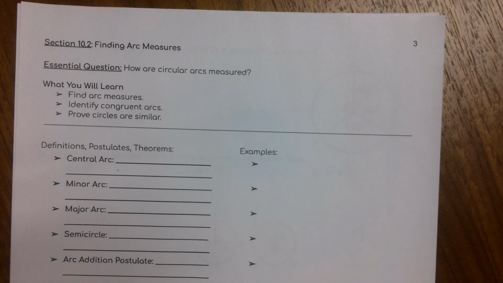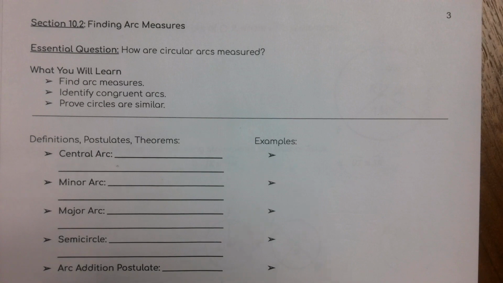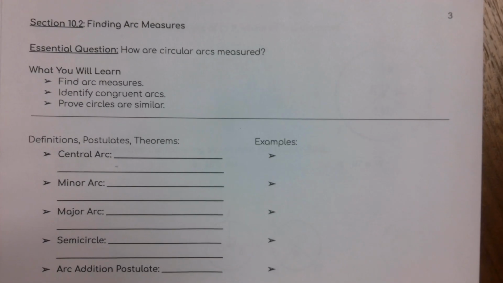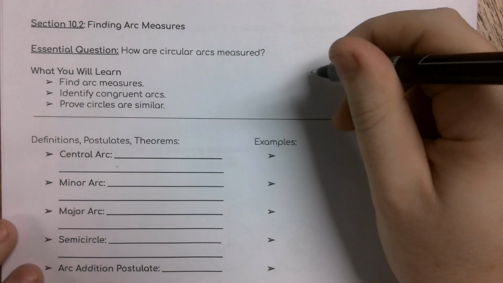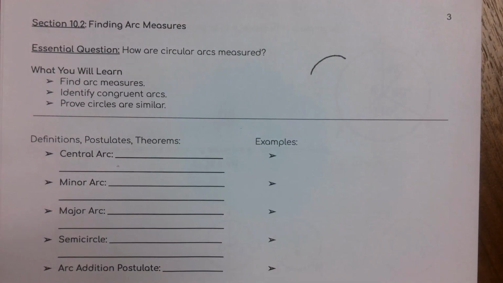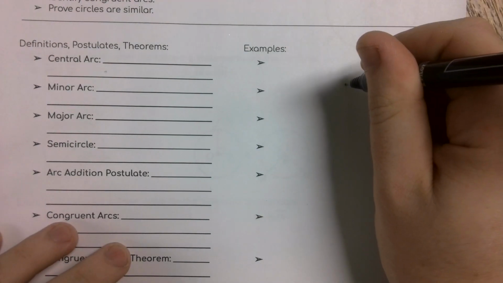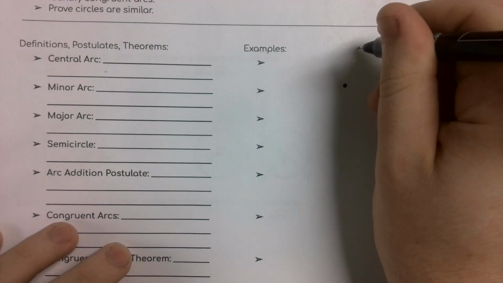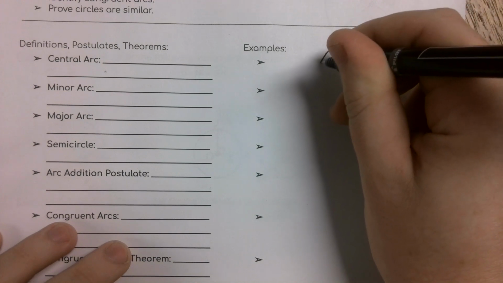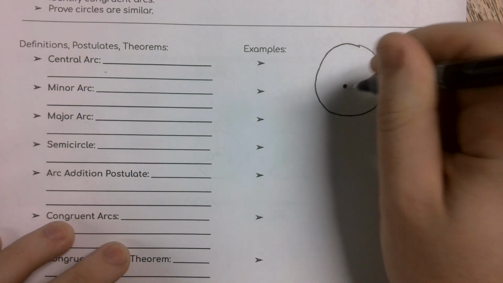Today we're going to take a look at section 10.2, which is all about arc measures. Now, an arc is a shape that is circular, but doesn't cover a full circle, something like this. When we talk about arcs, we are talking about a portion of the outside of a circle. So it's fitting then that we should start with a circle.